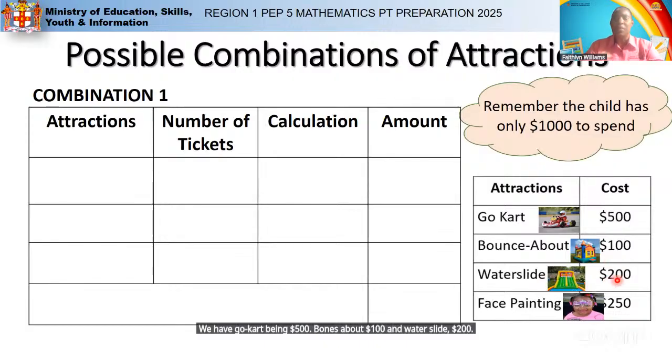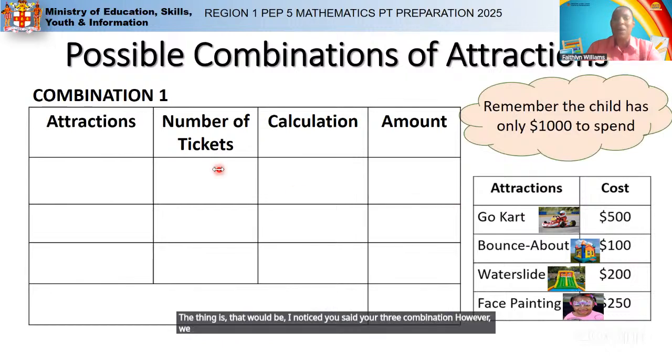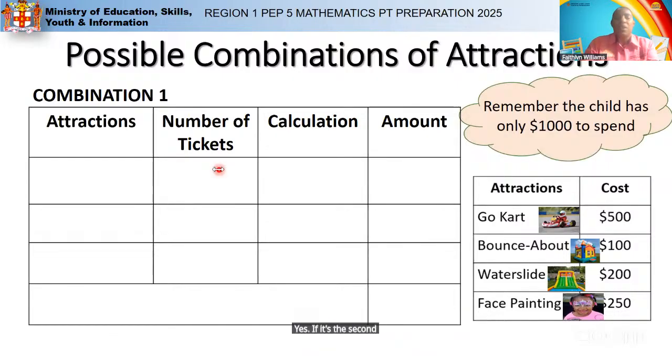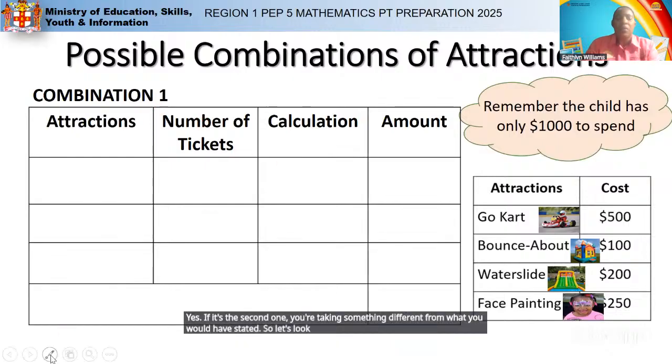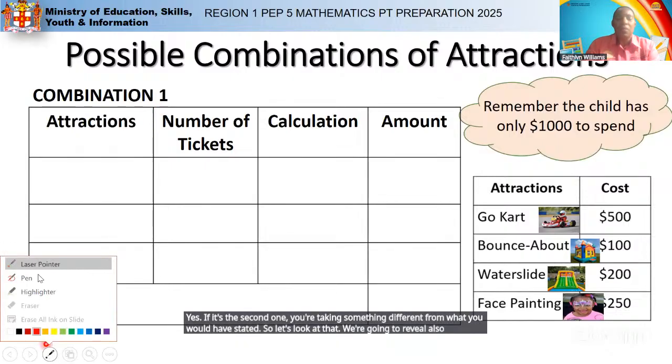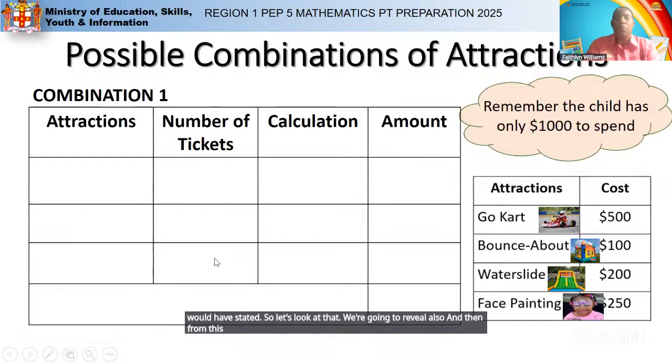The thing is, I noticed you said your 3 combinations. However, we want you to get it clear that when it talks about 3 possible combinations, it must be 3 different sets. So if this is the first one, then if it's the second one, you're taking something different from what you would have stated. So let's look at that. We're going to reveal also, and then from this, we want you to be following with the second and the third combination.